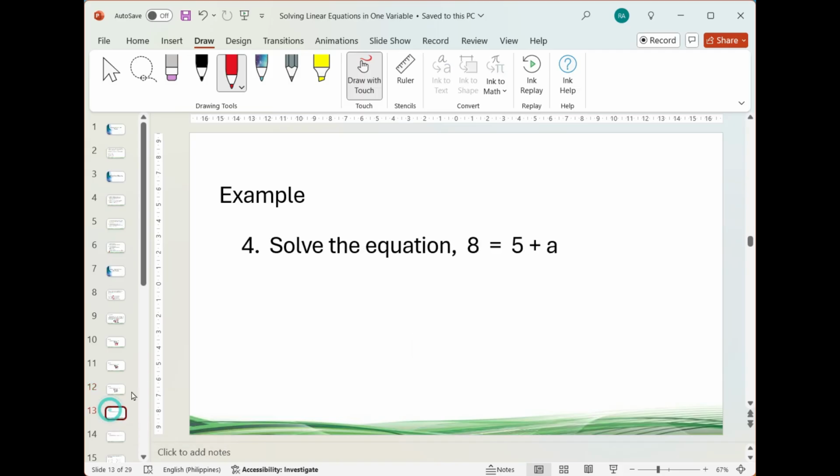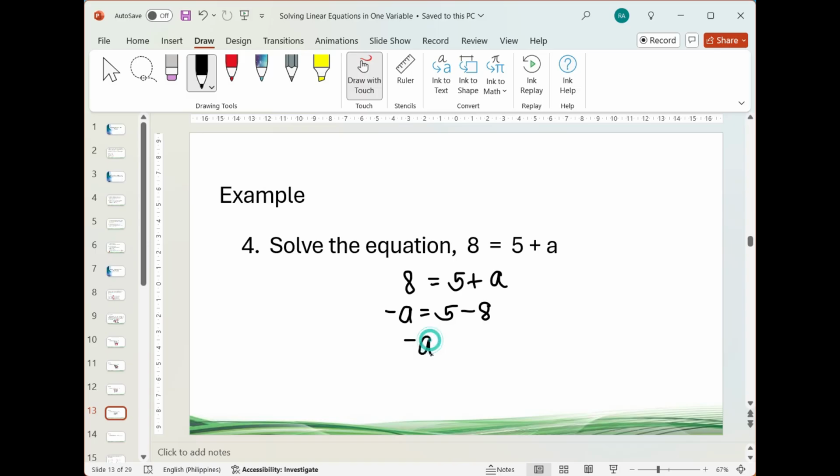Let's have some more examples pa. So, let's solve the equation 8 is equal to 5 plus a. So, let's copy. 8 is equal to 5 plus a. So, here, itatranspose naman natin. So, kailangan isolated po yung ating variable doon sa left side of the equation. So, itatranspose po natin si a sa left side. Itatranspose naman natin si 8 doon sa right side. So, pag transpose natin si a, magiging negative a na po siya, is equal to 5. Transpose natin si 8 sa right side, magiging minus 8 na.